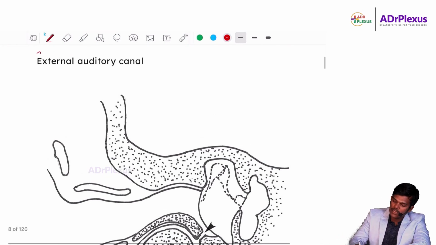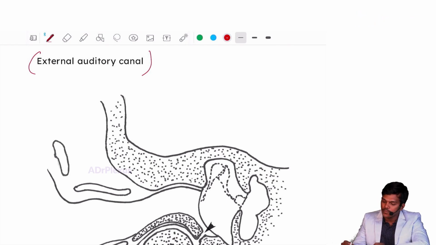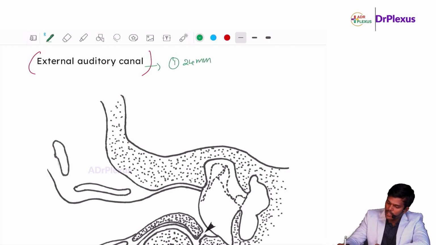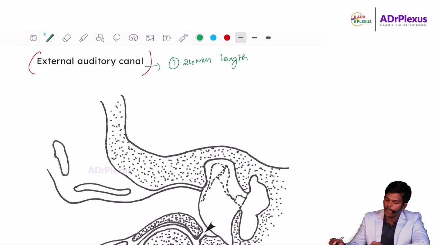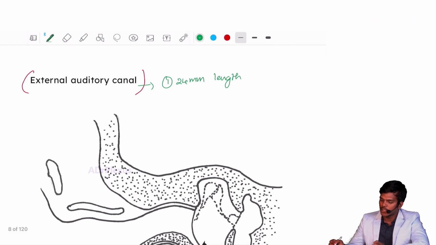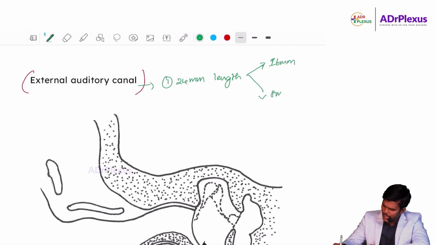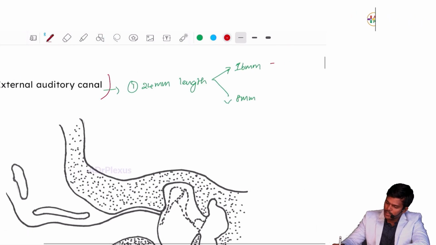Let's enter into external auditory canal. What is the embryology of external auditory canal? First, ectodermal cleft. This external auditory canal is 24 millimeter in length. Okay, fine. Out of which 16 millimeter and 8 millimeter. The 16 millimeter is bony, 8 millimeter is cartilage.